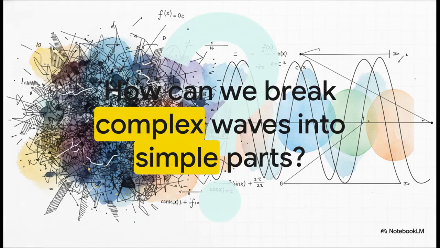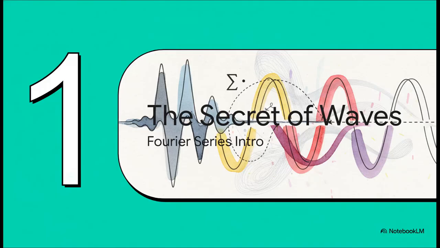All right, let's kick things off with a huge question. Look at a really messy, complicated-looking wave, like the sound of a full orchestra or some jagged signal coming from a sensor. How in the world could you break that down into simple, predictable, manageable pieces? It seems almost impossible, right? Well, it turns out math has this incredibly elegant answer. And that answer? It's called the Fourier series.